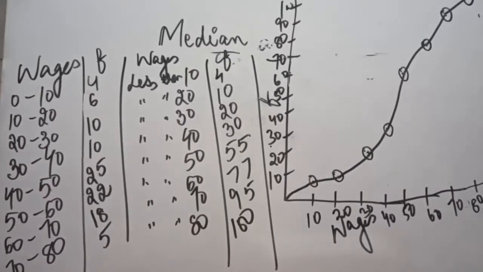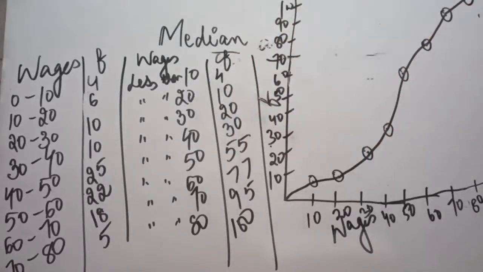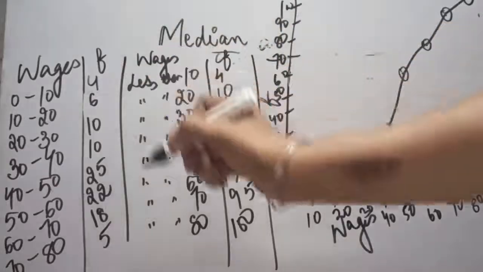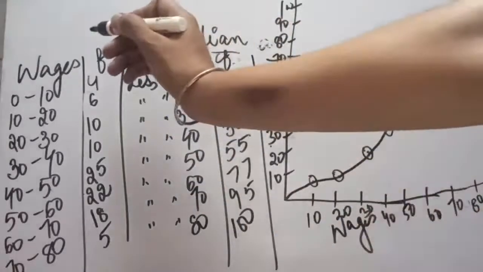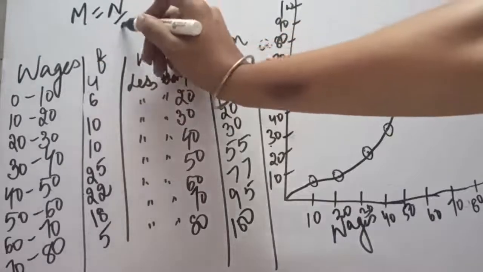Now the first step you have seen: convert the series into less than series. Second step: plot the points on the graph. Now the third step is the calculation of n by 2. So below your graph you can make this calculation. Our median is the size of the n by 2th item.